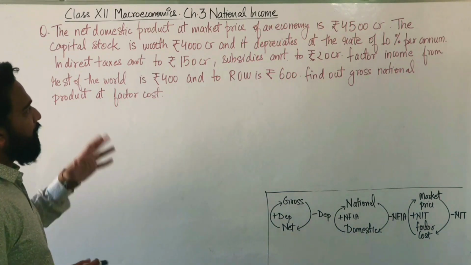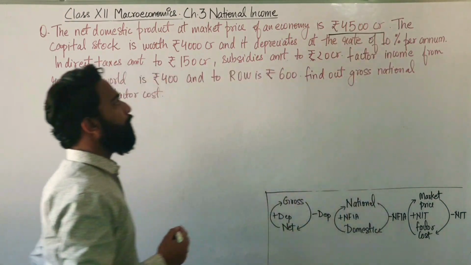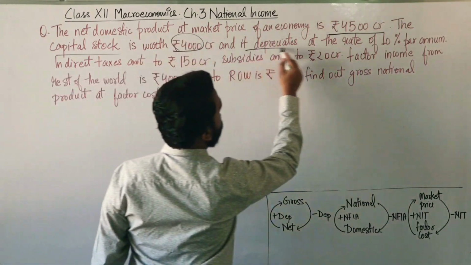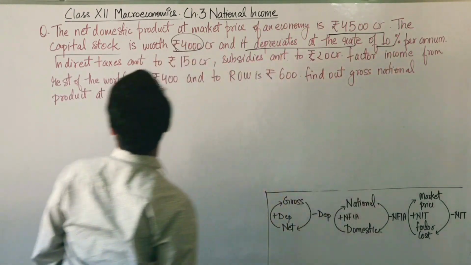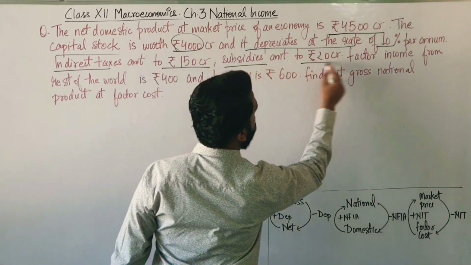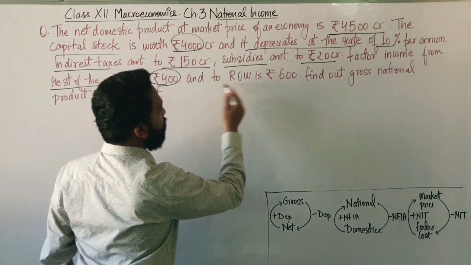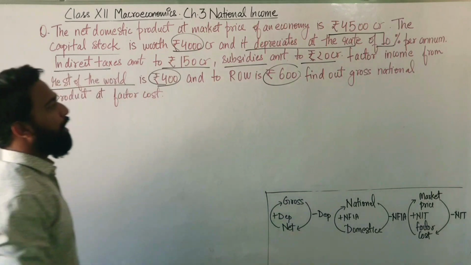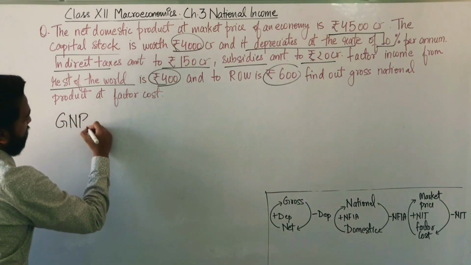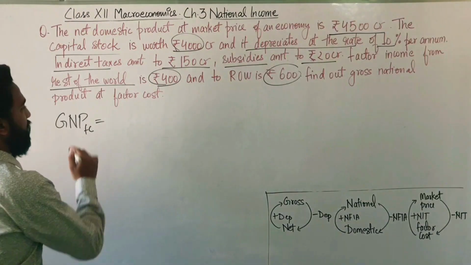The last numerical for today's video is the net domestic product at market price. The net domestic product at market price of an economy is rupees 4500 crore. The capital stock is worth rupees 4000 and it depreciates at the rate of 10% per annum. The indirect taxes are 150 crore, subsidies are 200 crores, factor income from rest of the world is 400 crore and to rest of the world is 600 crore. You have to calculate the gross national product at factor cost. You have to calculate this amount, which is GNPFC.